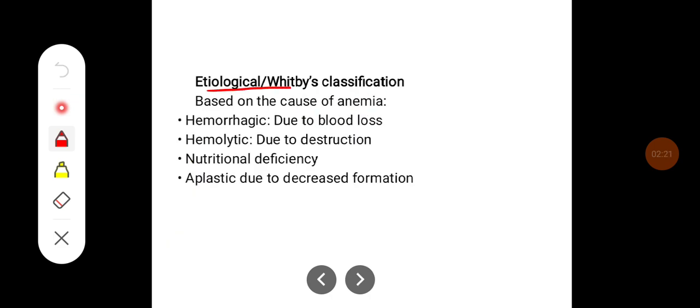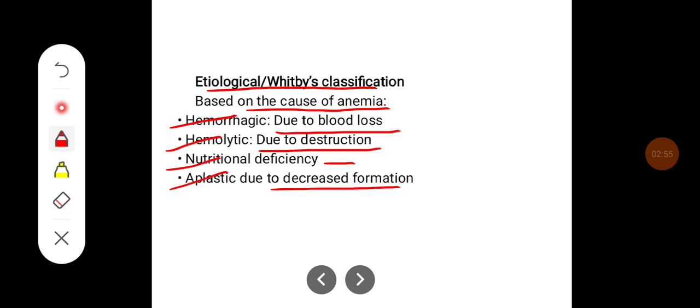There is an etiological classification, which is also called Whitby's classification, and this is based on the cause of anemia. The different causes are: hemorrhagic, which occurs due to blood loss, and hemolytic, which is due to the destruction of RBC. Nutritional deficiency of proteins and minerals can lead to anemia. Aplastic anemia, due to decreased formation, is another cause of anemia.